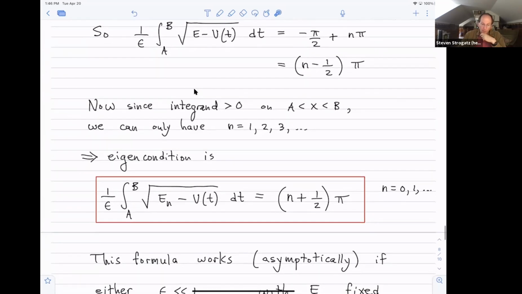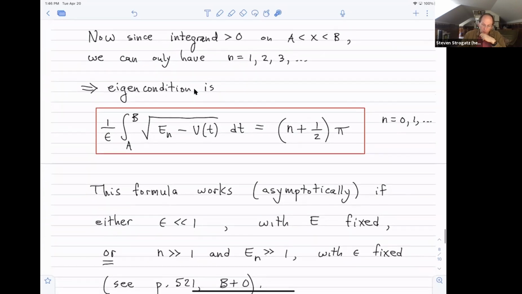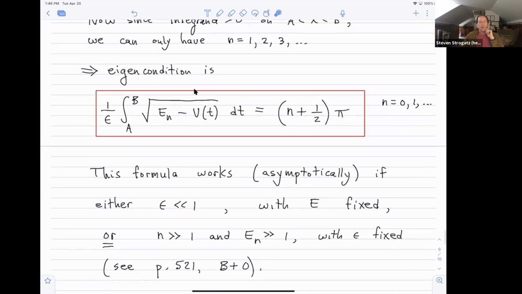And so where do we expect that to work? There's actually two cases where you can think of it as being asymptotically valid. It works either if the epsilon is very small and you're keeping E fixed, you can get away with this formula, or you can think of it as the formula for high energy levels. For any fixed epsilon, if you take the number of wiggles going to infinity and the energies going to infinity, then this is also valid in that regime, either way.